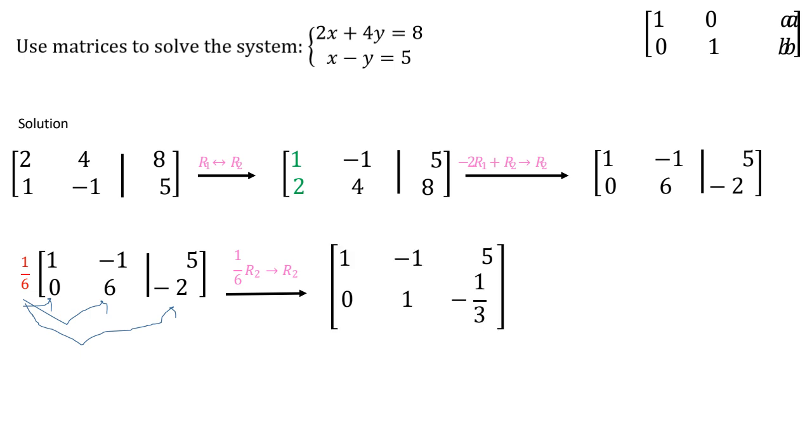But that's 1 negative 1 equals 5. But then I'm going to do this process. I'm going to multiply a 1/6 to row 2, and that's going to give me my new row 2. So let's do this. 1/6 times 0, that's 0. 1/6 times 6, 6 divided by 6 is 1.